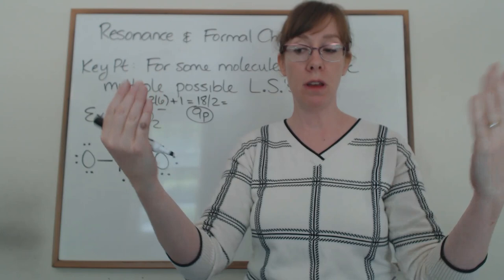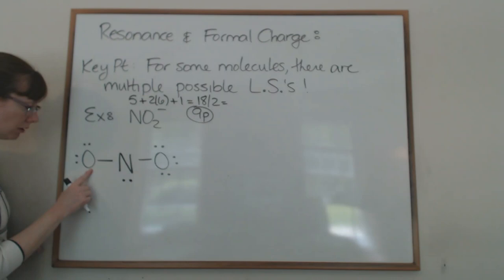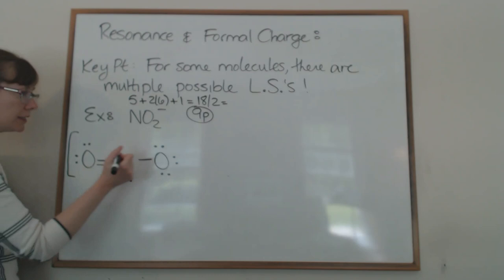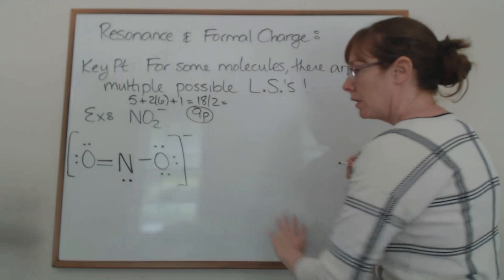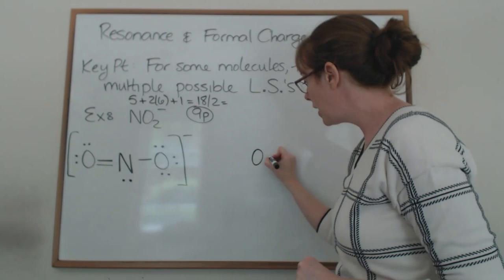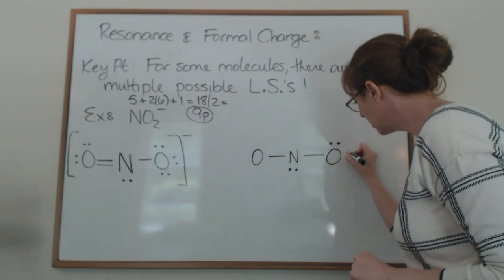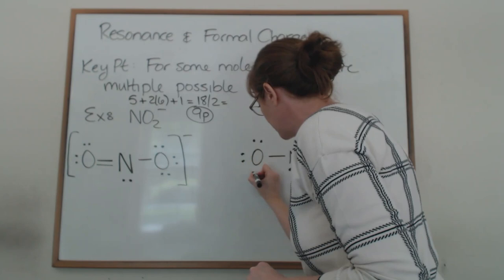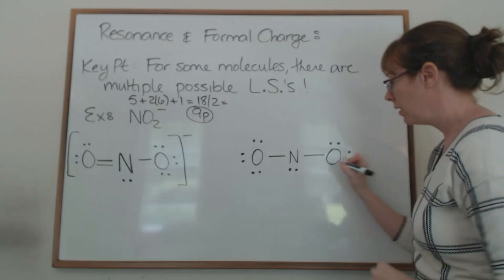So let me go ahead and illustrate. If I pull from this oxygen to make my double bond, I have a good Lewis structure, as soon as I finish this and put the negative charge on the outside. So that's a good Lewis structure. However, let me recreate where I was just a second ago, with my 9 pairs. If I had pulled from this oxygen to make my double bond, I have another Lewis structure.